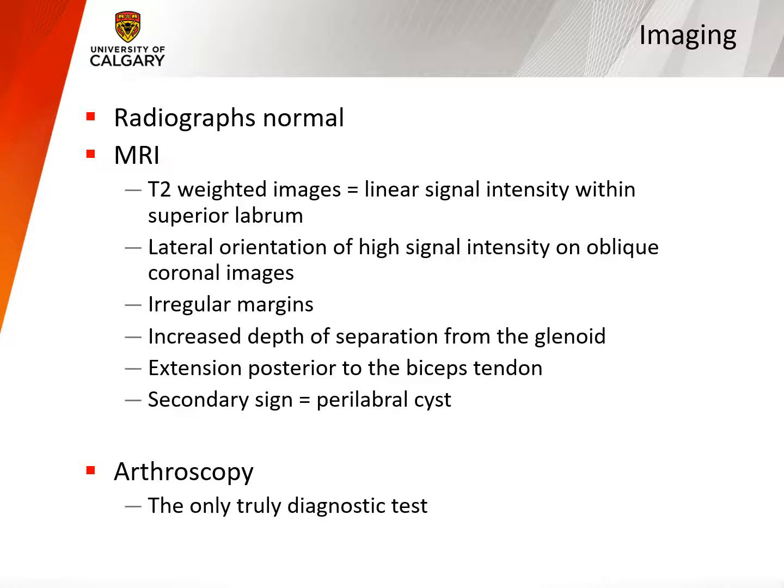Other features of pathology are lateral orientation of high signal intensity on oblique coronal images, irregular margins, increased depth of separation from the glenoid greater than 2 millimeters, and extension posterior to the biceps tendon. A perilabral cyst can often be associated with the SLAP tear, and when seen on MRI, it's often indicative of SLAP pathology and may be the first sign on MRI. The only true diagnostic test, however, is direct visualization with arthroscopy.